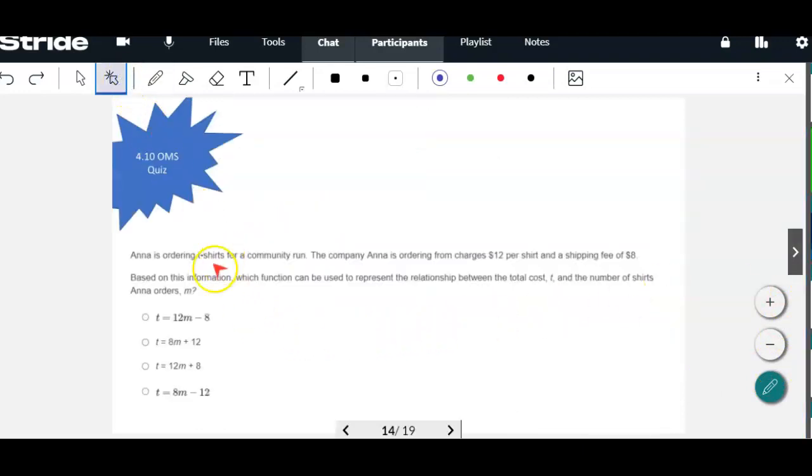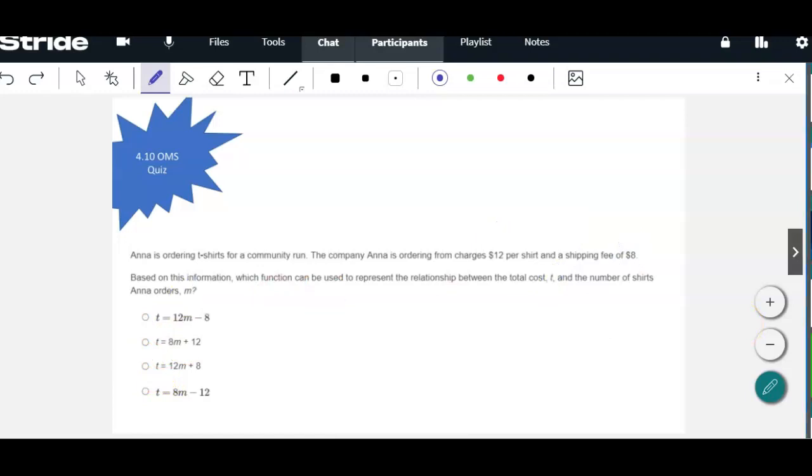All right, so Anna's ordering t-shirts for a community run. The company she is ordering from charges $12 per shirt and a shipping fee of $8. Okay, so think about that, $12 per shirt. They're using m for the shirt, so that's 12m, and then a shipping fee is plus 8. T is the total cost, so we need to look at our answer. So this one says 12m minus the 8. You need to add that 8. That's not it. 8 is a separate fee, not the cost of each shirt. This one is the correct one.